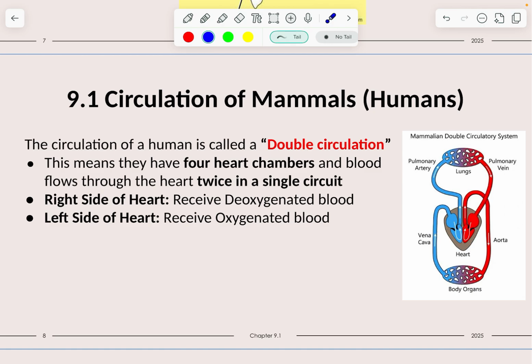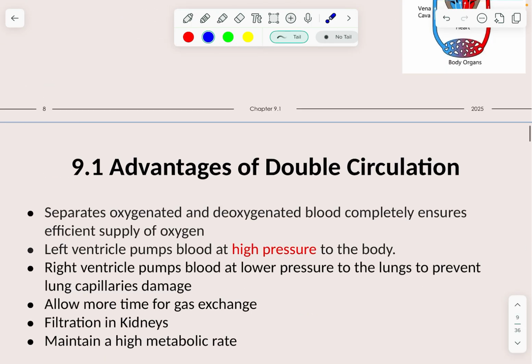Okay, you may not understand how that would work now, but the gist of the idea is that the blood goes through the heart twice in one circuit. The right side of the heart will receive deoxygenated blood, and the left side of the heart will receive oxygenated blood. We will go through where the right side and the left side of the heart are, and why one side specifically brings in oxygenated blood and the other side deoxygenated blood. We'll go through that in the next part.